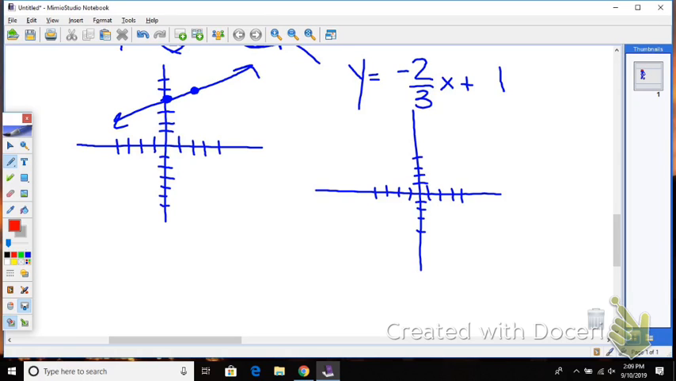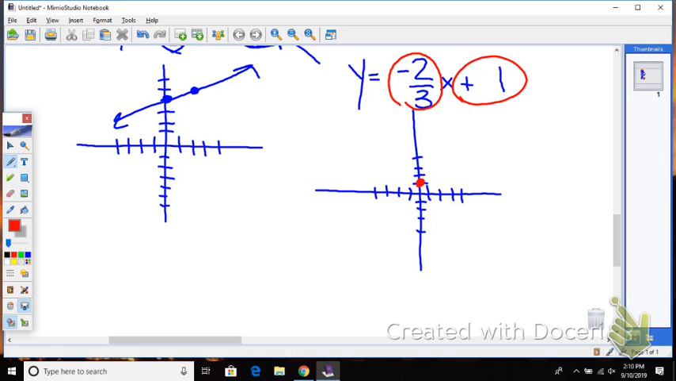Okay, where are we starting this one? On the y-intercept, at 1. On the y-axis, always start on the y-axis. And then our slope here is negative 2/3, which means we know our graph needs to be going down. So if you look at your graph right now and it's going up, you've graphed it wrong.